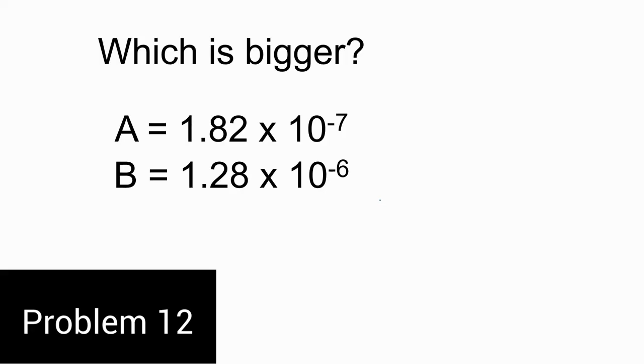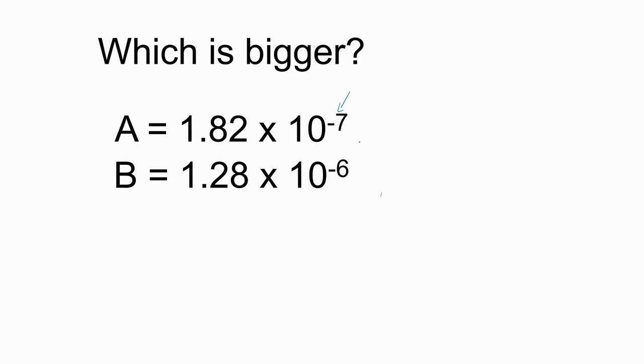Let's take a look at which number will be bigger. We have two numbers here in scientific notation, and we notice that the exponents are a little different. So I want you to remember with a negative exponent, that means that we're going to move our decimal to the left that many places. So for this first one, I'm going to move my decimal 7 places to the left. So I've moved it 1, and now I'm going to have to add 6 more zeros before I place my decimal. There it is.